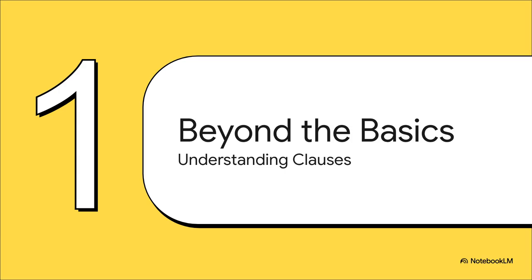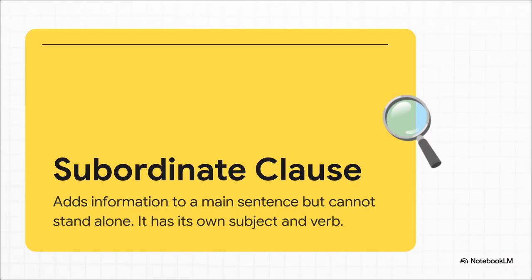Okay, so before we jump into the different types you can use, let's get a solid handle on what a clause even is at its core. So here is the most important thing to remember. A subordinate clause is dependent. It's like a puzzle piece. Yeah, it has its own subject and its own verb, but it just can't stand on its own as a complete thought. Its entire reason for existing is to latch on to a main sentence and give it more information.